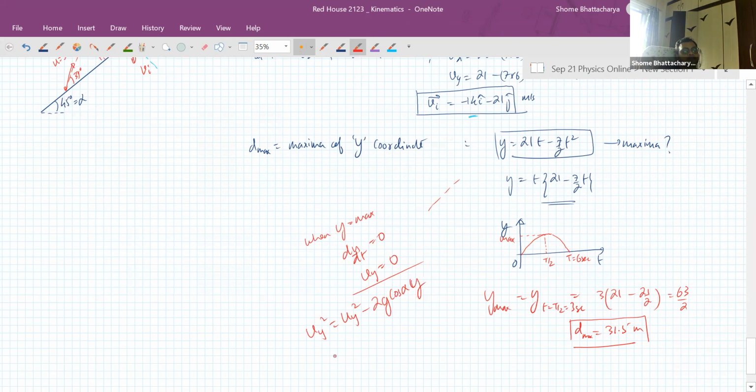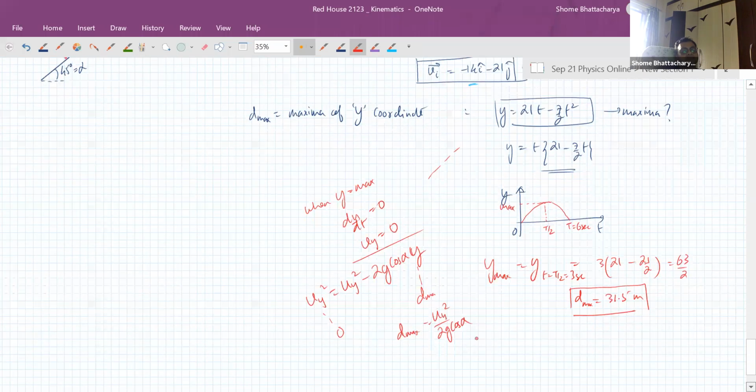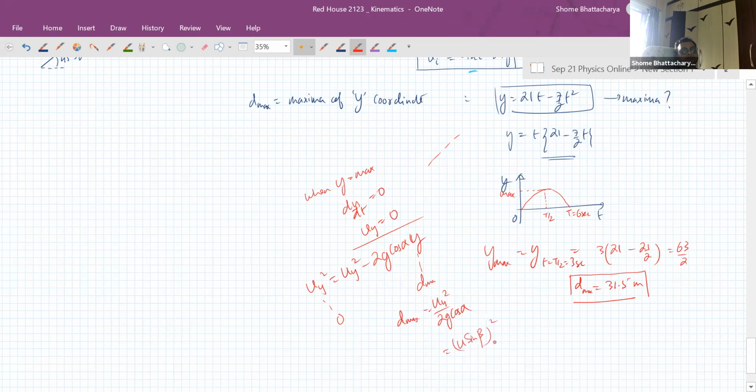So in this you substitute vy as 0. So y becomes how much? It becomes that maximum displacement or the maximum distance. So that becomes uy square by 2g cos alpha in this case. And uy was u sine beta. So u sine beta was 21. And g cos alpha itself was 7. So that will work out to this. So this is also an alternate approach of working this out, right?